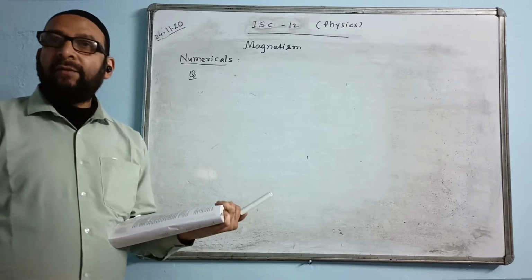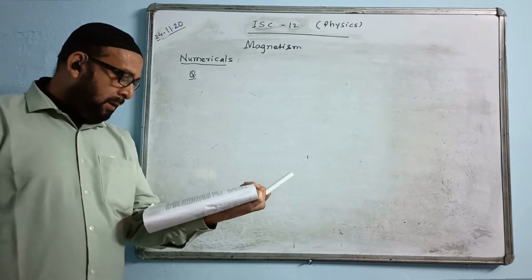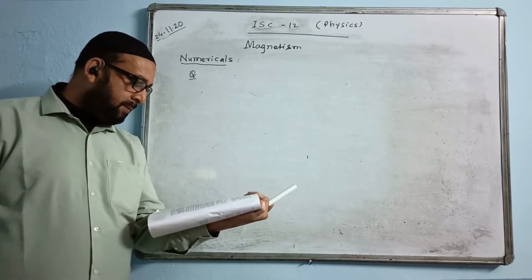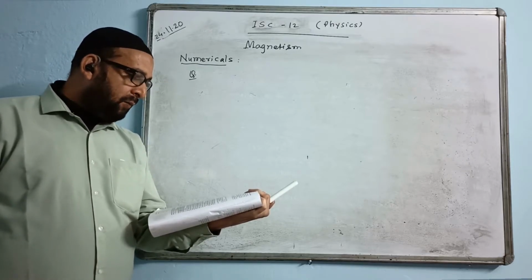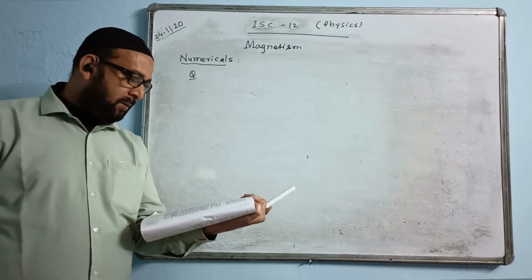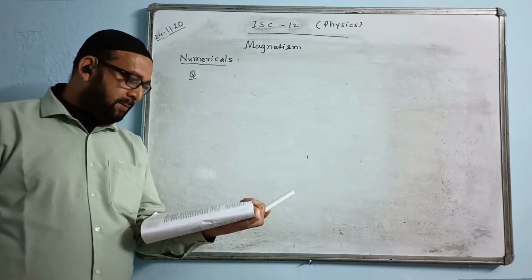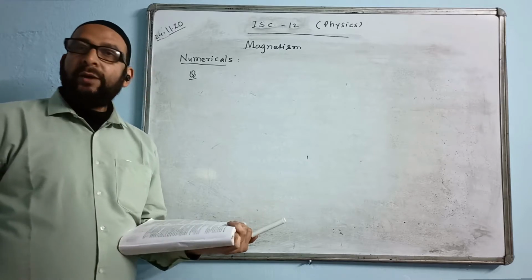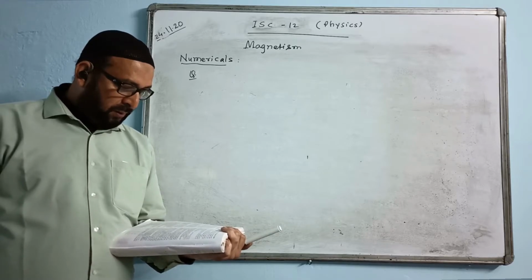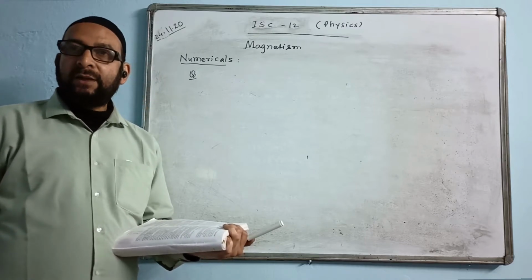An electron is moving vertically upwards in the uniform magnetic field of the earth. The velocity of the electron is 2 into 10 to the power of 6 meter per second.